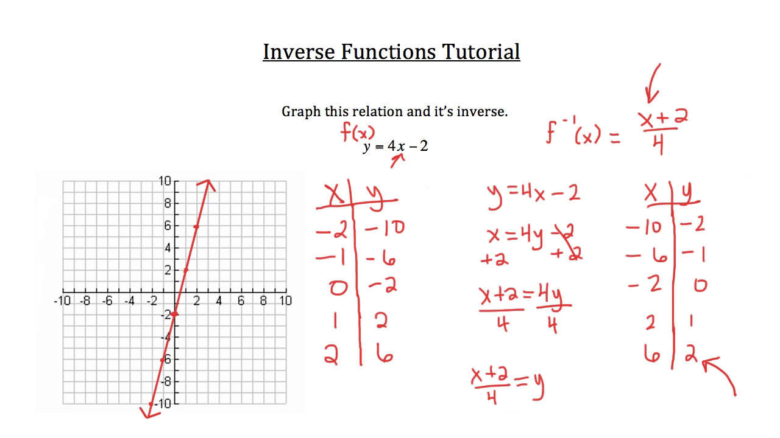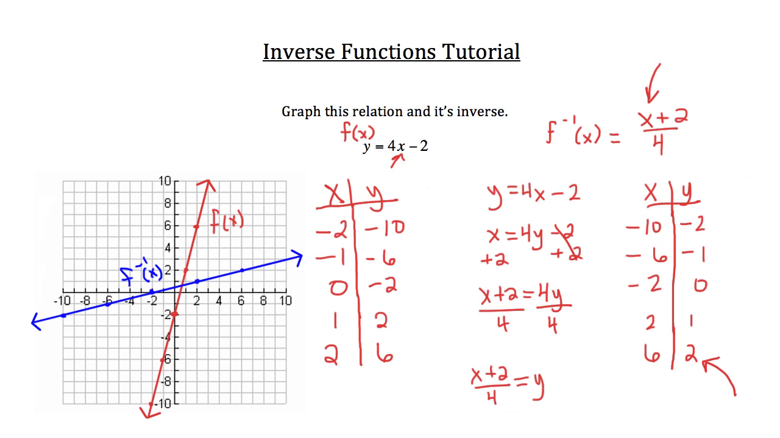Now let's graph our inverse, and I'm going to graph this one in blue. So our first point occurs at negative 10, negative 2. So I'll go 10 to the left and 2 down and plot a point. Our next coordinate point is negative 6, negative 1. So I'll go 6 to the left and 1 down, then negative 2 and 0, 2 and 1, and 6 and 2. And I'll draw a line in here to connect those points. So if you wanted, you could just label the graph. This is our f of x function graphed, and this guy here is our inverse function graphed. That's how you graph functions and their inverse.